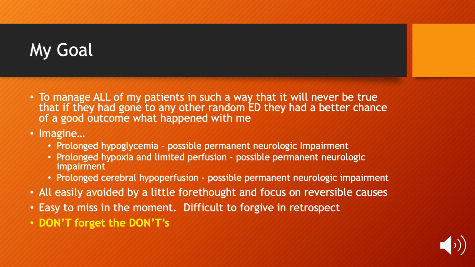Imagine prolonged hypoglycemia, possibly resulting in permanent neurologic impairment. Prolonged hypoxia and limited perfusion in the second case, possible permanent neurologic impairment. Prolonged cerebral hypoperfusion, possible permanent neurologic impairment. All easily avoided by a little forethought and focus on reversible causes. It's easy to miss in the moment, difficult to forgive in retrospect. So don't forget the don'ts.